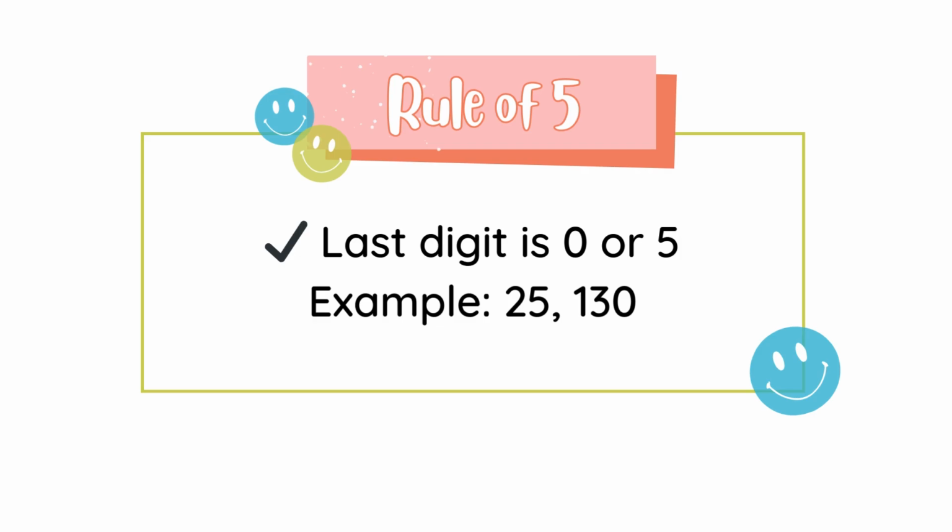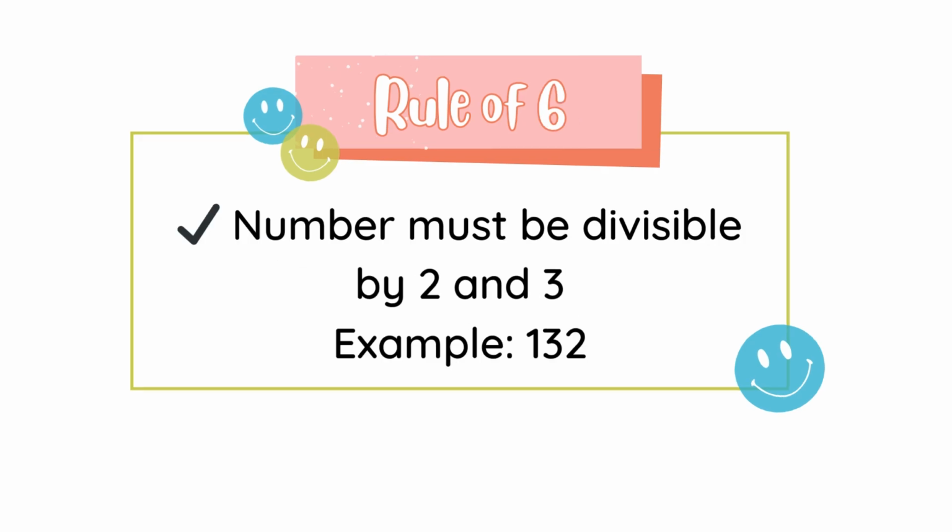A number is divisible by 5 if it ends in 0 or 5. For example, 25 and 130, the last digits are 5 and 0 respectively. A number is divisible by 6 if it is divisible by both 2 and 3. For example, 132, it is divisible by 2 and 3 both.